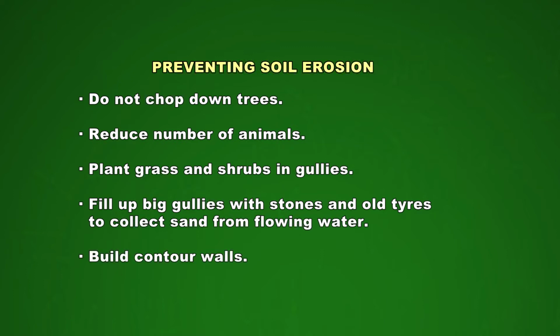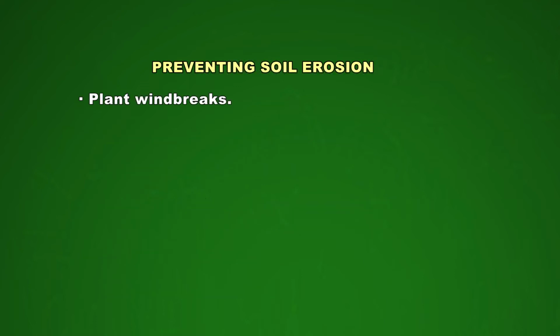Plant along the contours to prevent soil being washed down by flowing water. Always cover the soil with mulch. Plant trees in a line to act as windbreaks to break the speed of the wind. Plant a second crop between the rows of one crop. This protects the exposed soil against erosion.